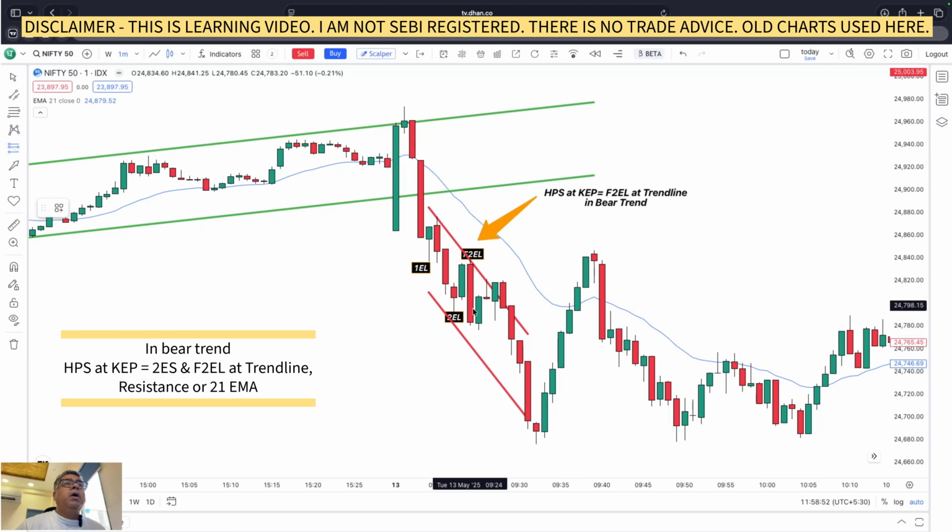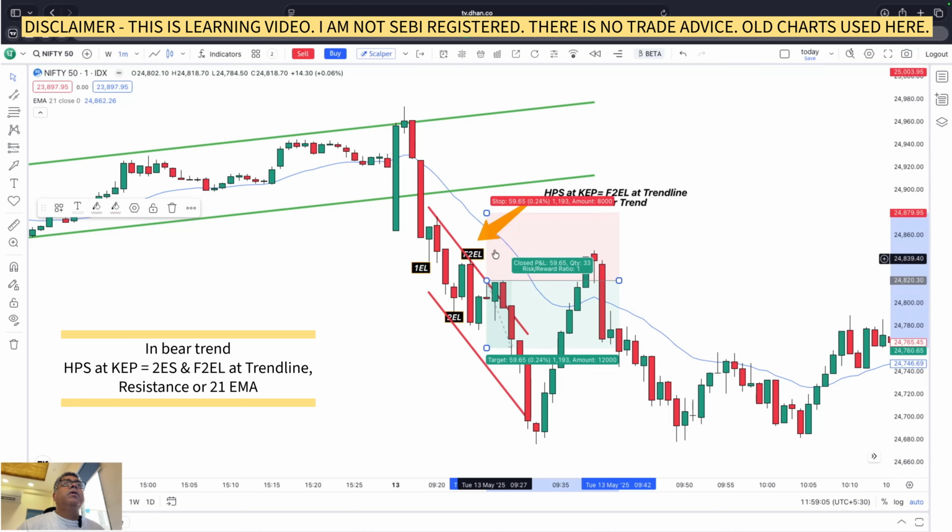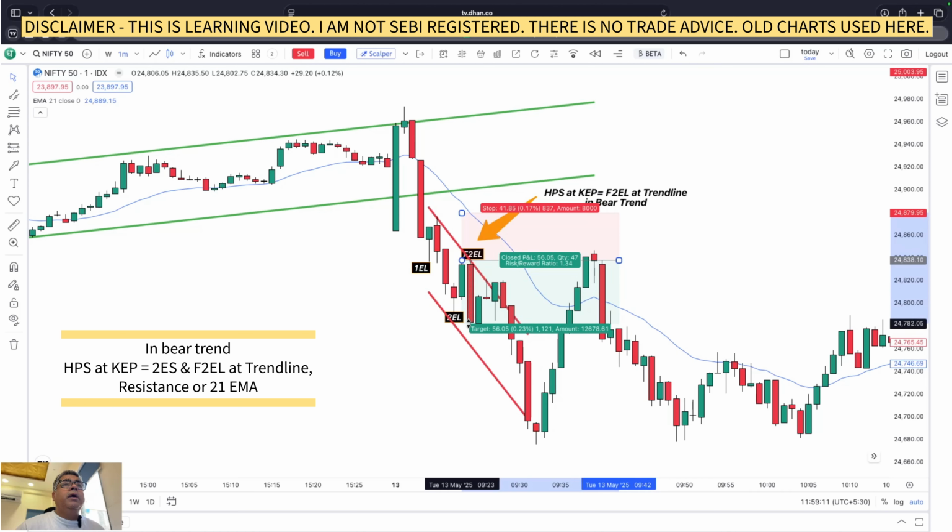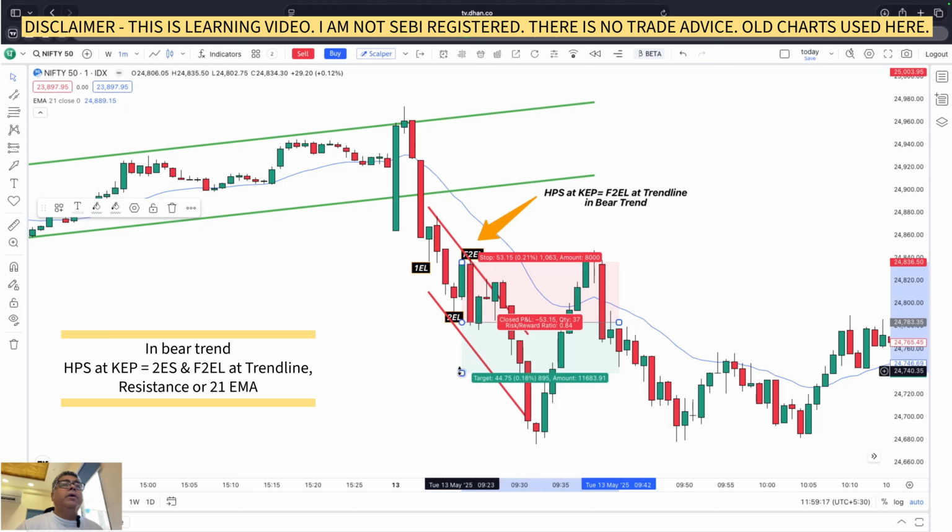Since the bar is quite long, you can wait for some pullback and enter somewhere here. Here the trend line. You can enter somewhere here to reduce your risk. Otherwise, if you are taking higher risk, let me. So there is 53-point risk, and the reward was about more than 100 points.